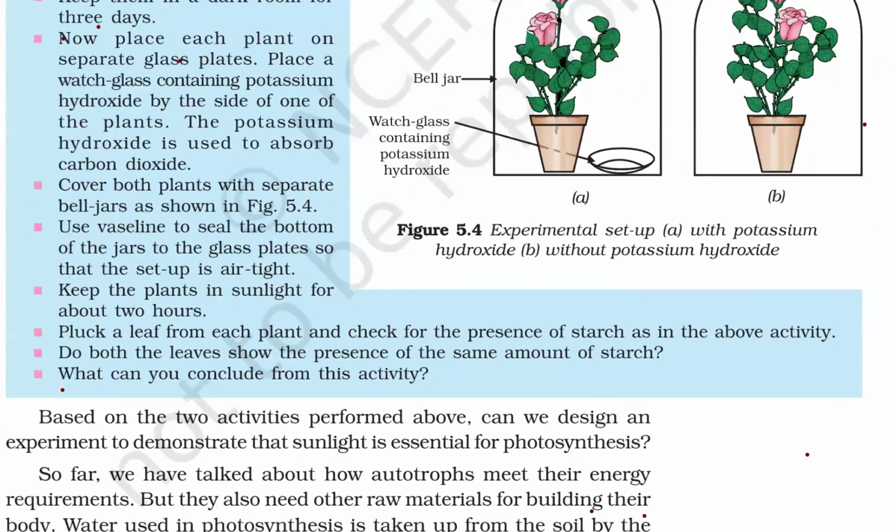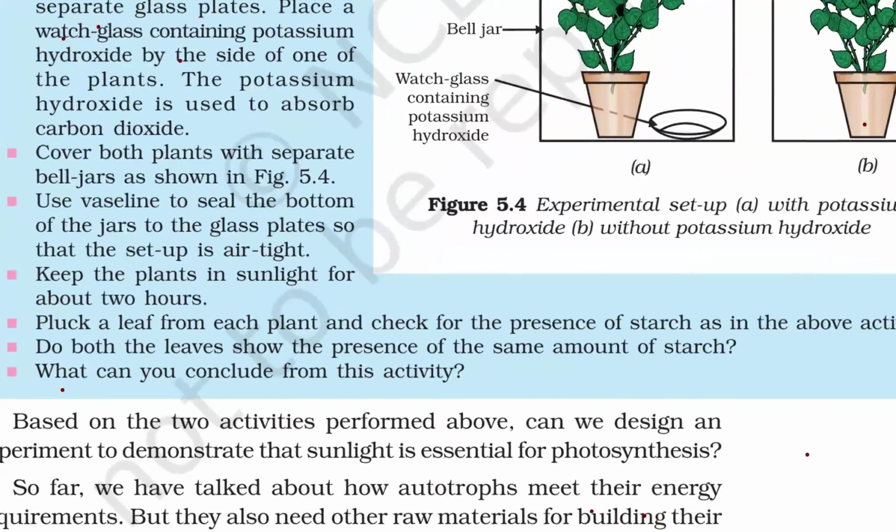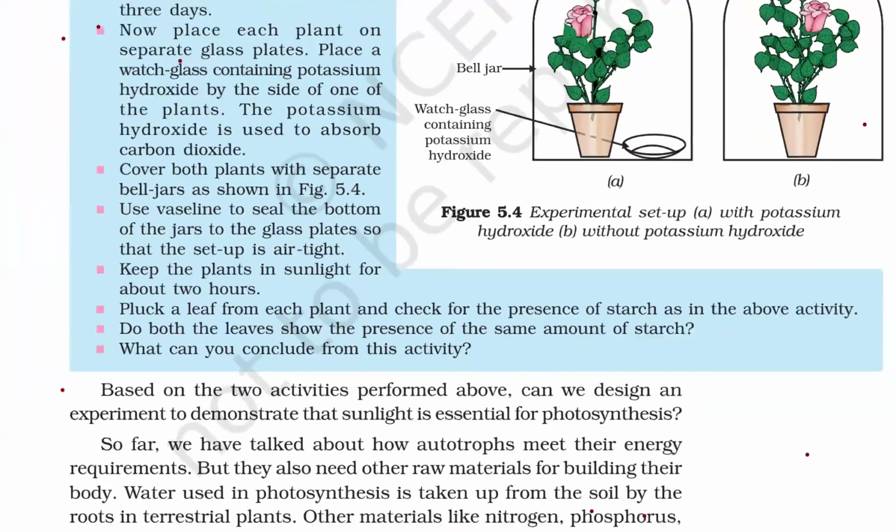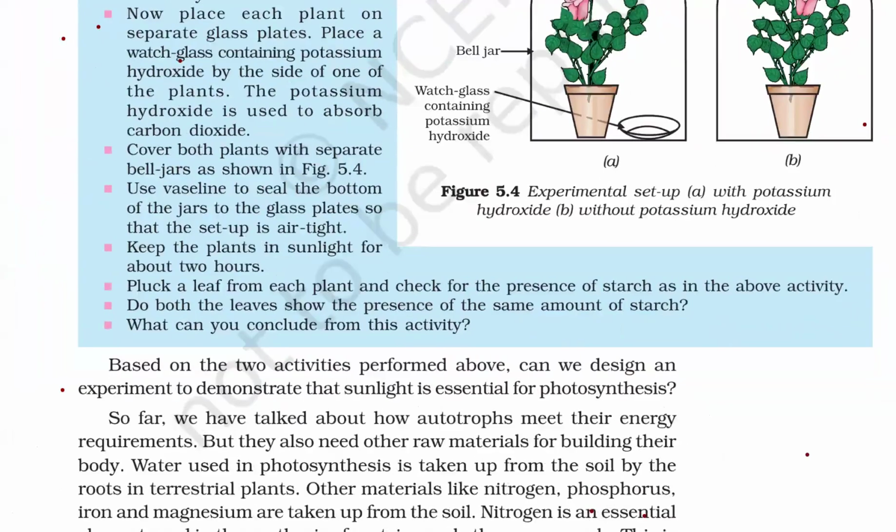Now pluck a leaf from each plant and check for the presence of starch in the above activity. Do both the leaves show the presence of the same amount of starch? Yes, ma'am, I have a doubt. Potassium hydroxide is used to absorb the carbon dioxide. So in the first case, when it is absorbing, I think there won't be any carbon dioxide, right? So there will be no photosynthesis going to take place.